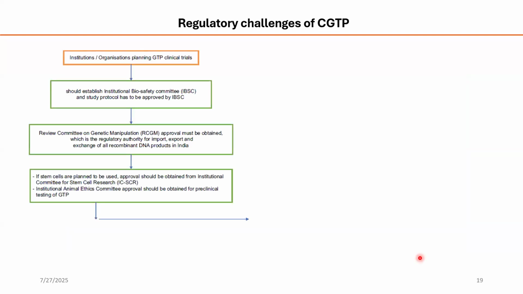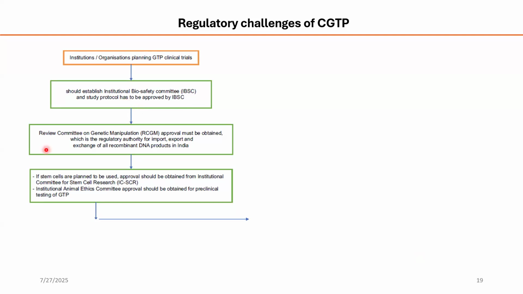So what are the regulatory challenges? In general, you need proper institutional and organizational planning for the clinical trial. So you need a proper laboratory facility and collaboration with a hospital or institute where they follow good manufacturing processes and GMP facilities, and they have to get approval from the institutional biosafety committee and have a proper study protocol which has to be approved by this biosafety committee.